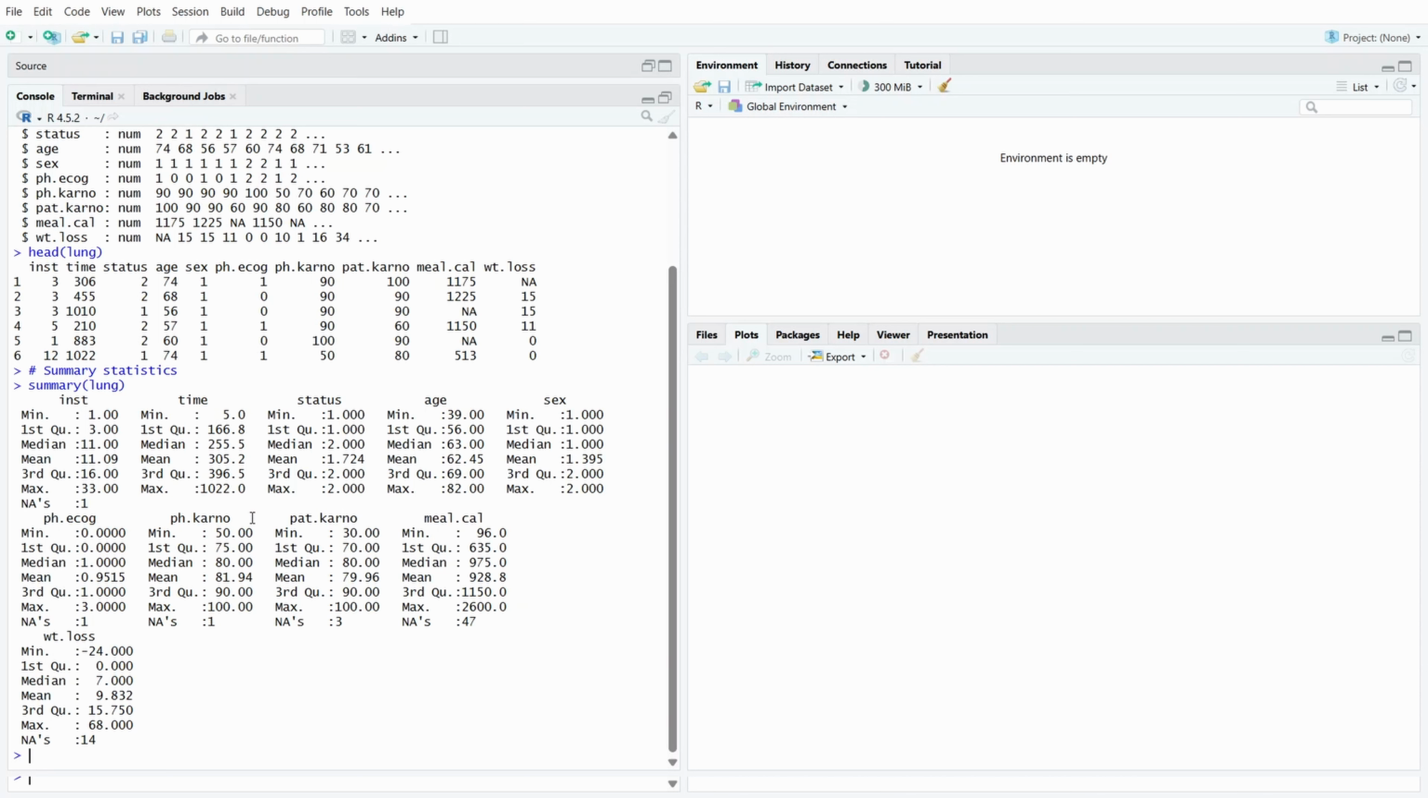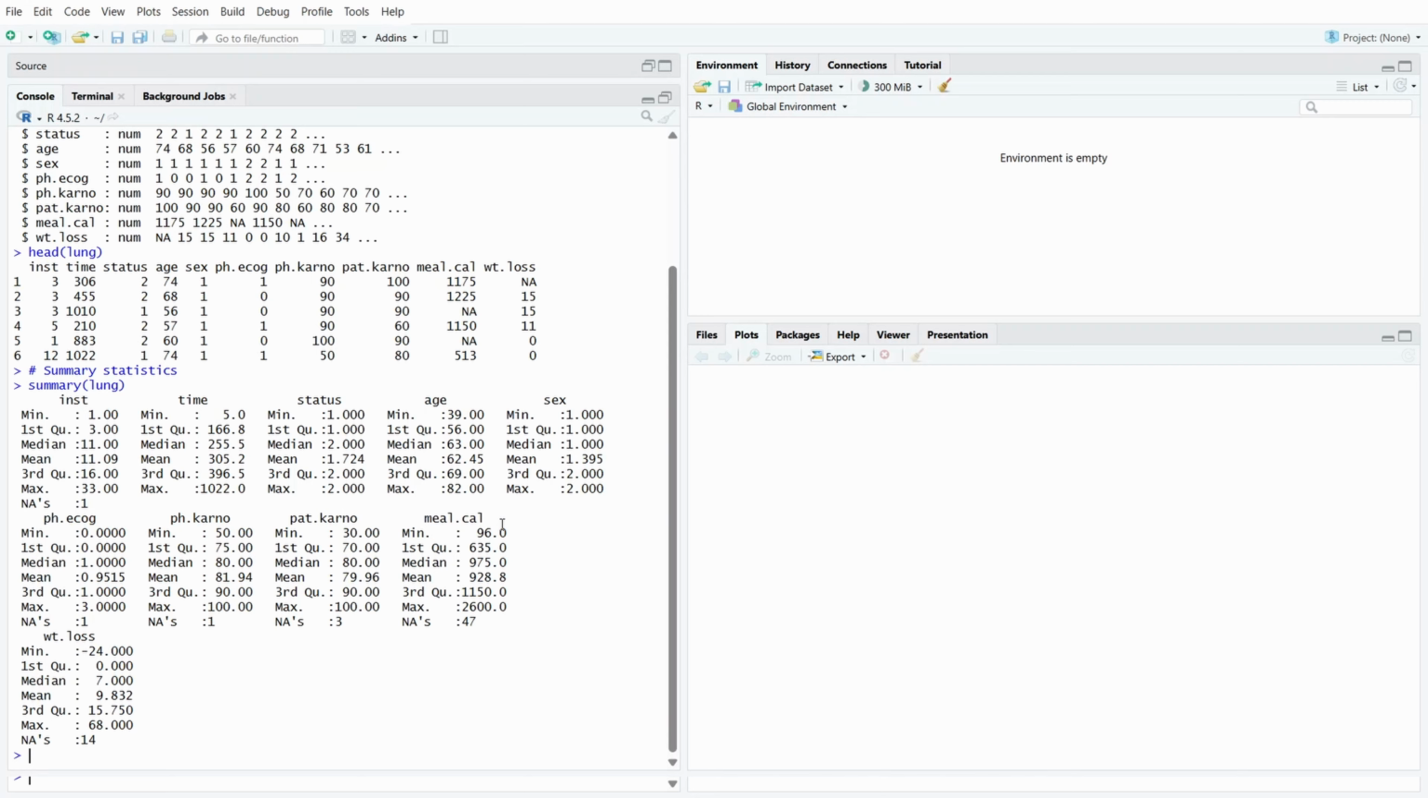The Karnofsky performance scores, both physician-rated ph.Karno and patient-rated pat.Karno, range from about 30 to 100. Medians are around 80, indicating that most patients are able to carry out normal activity with some effort. These scores are slightly skewed toward better functioning.